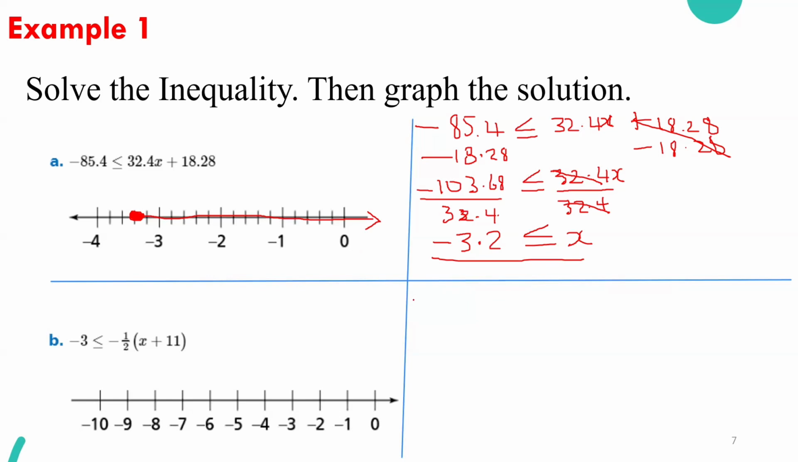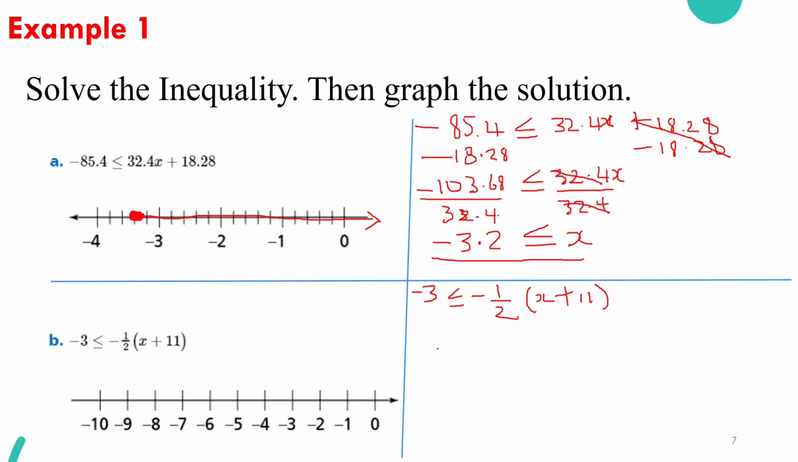Let us look at part B. Let me just rewrite it here. Negative 3 is less than or equal to negative 1/2 times the sum of x and 11. So now we have written our inequality. I'm going to go ahead and solve it.